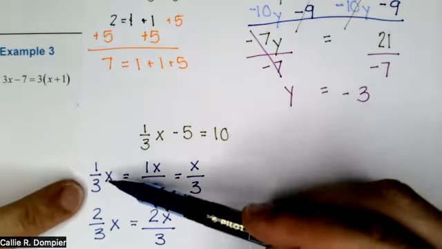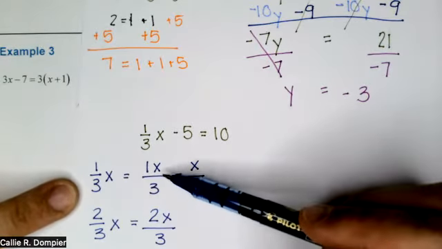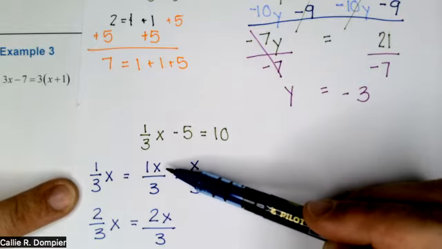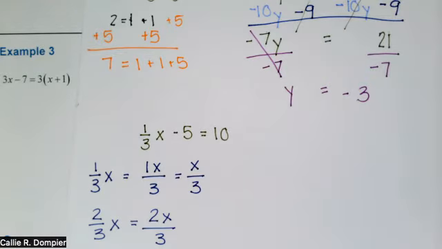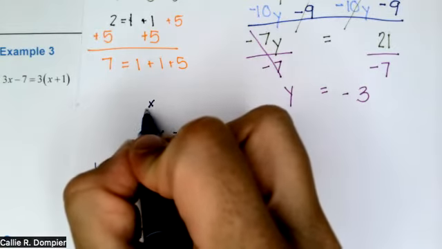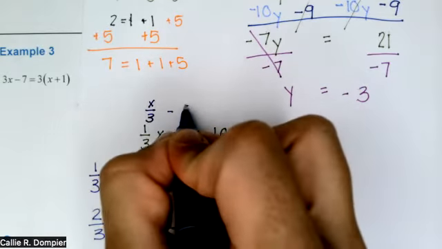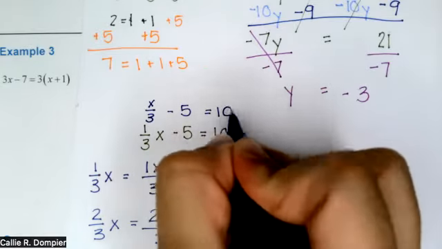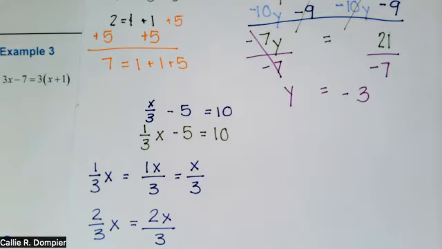So when you see the x next to the fraction, it's the same as putting the x within the numerator of the fraction. Good. So you can write it like this, or you can think about it in your head as x over 3 minus 5 equals 10. Those are the same equation. Any questions?